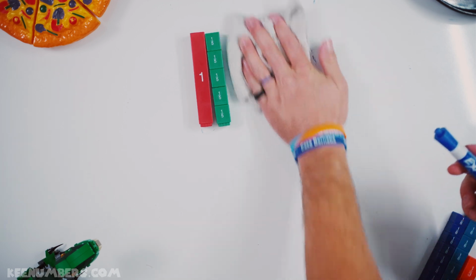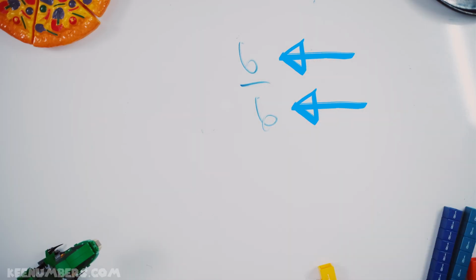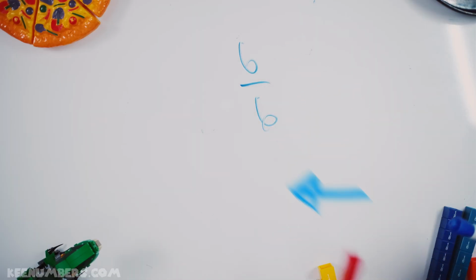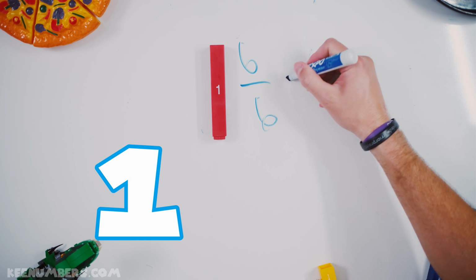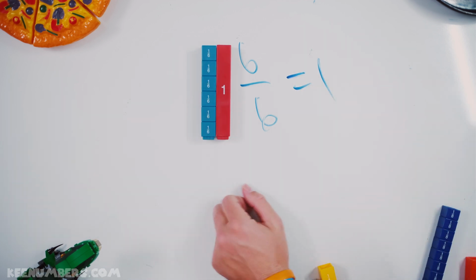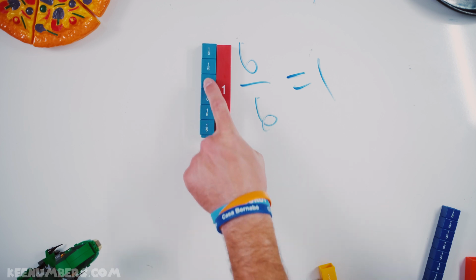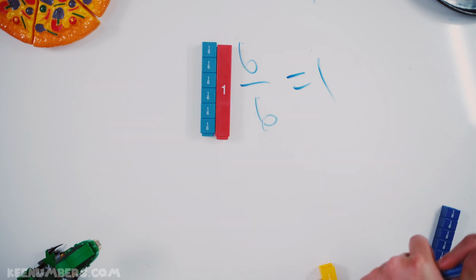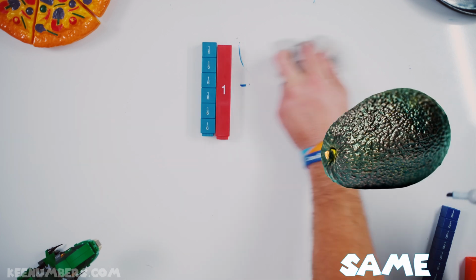What about 6 over 6? What is that going to be equal to? I'm going to claim it's 1. Can we see that in real time? 6 sixths. Here we have the 6 sixths. And that is 1. Starting to notice a pattern here.